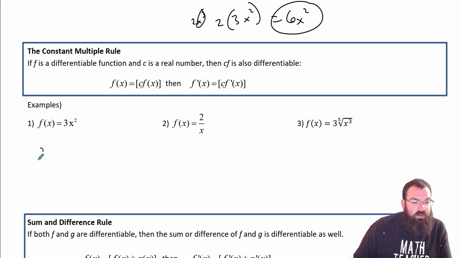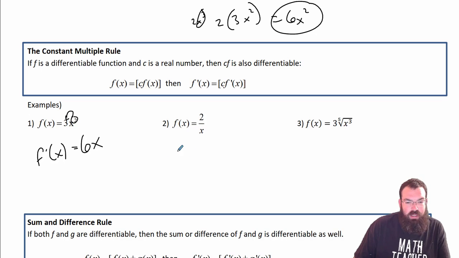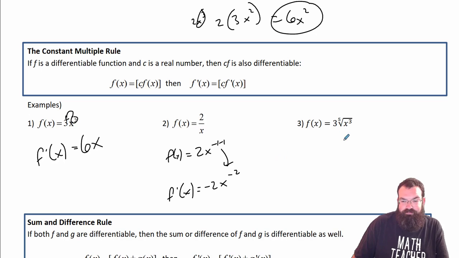So in this case, I'm going to find the derivative. Bring the 2 down, multiply with that 3, I get 6x. Pretty simple. This one is really 2x to the negative 1 of f of x. So f prime of x is going to be negative 2x to the negative 2, because I got a minus 1 from that negative 1.